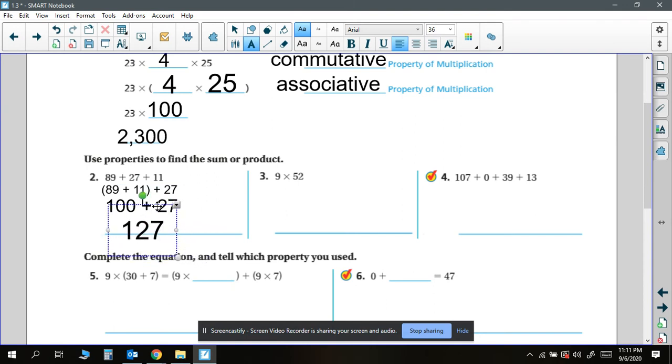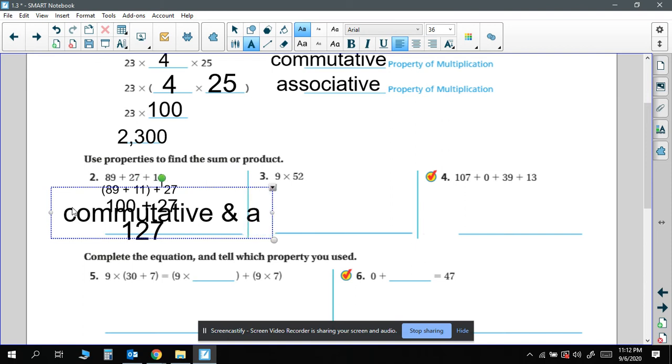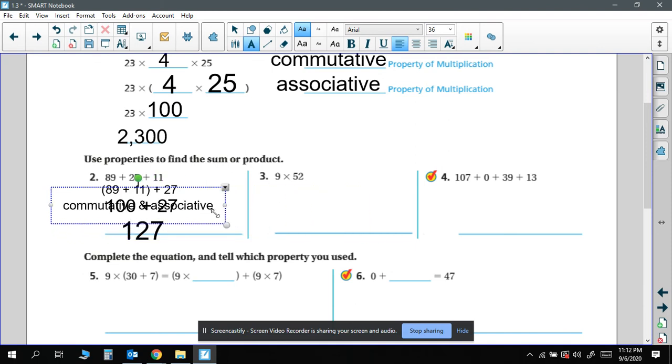Okay, do you see how I did that, how I broke that down? So then which property did I use here? Well, I used two. I actually used the commutative and the associative. So you can use more than one, and that's okay if you do that.